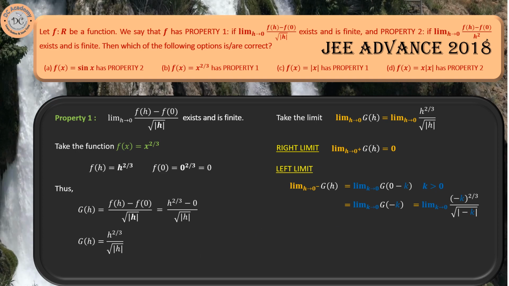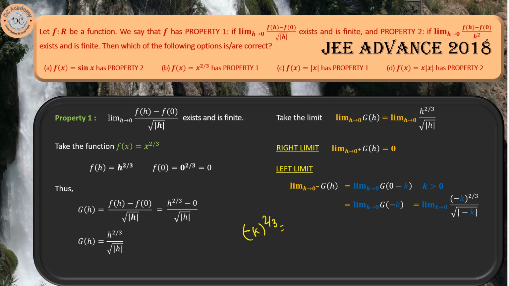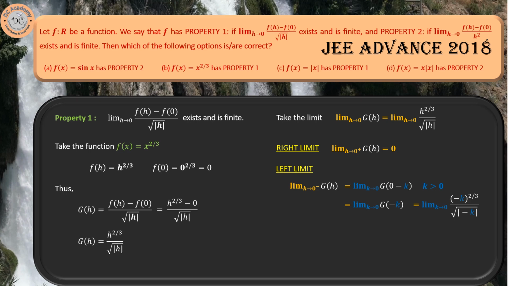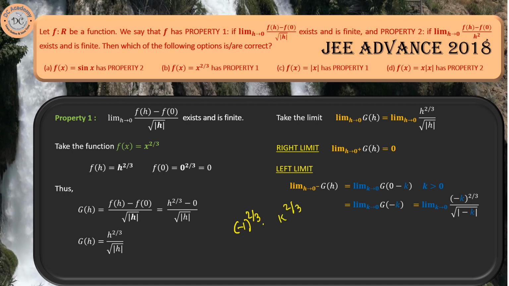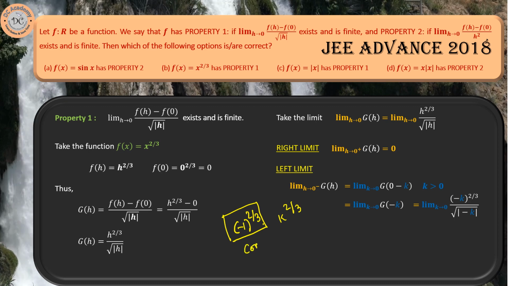But here the main catch, which sometimes needs to be remembered, is that we cannot write that (minus k) whole to the power 2 by 3 is equal to minus of k to the power 2 by 3. This is not the right operation. Why? Because we can write that as (minus 1) whole to the power 2 by 3 into k to the power 2 by 3. No problem in that. But this one definitely has a complex output. It is not a real number.